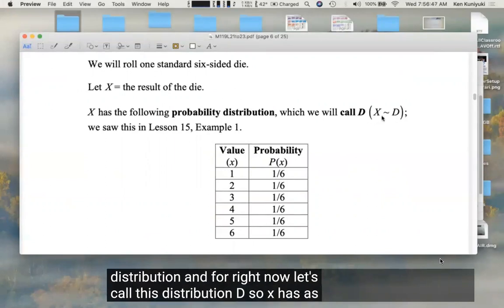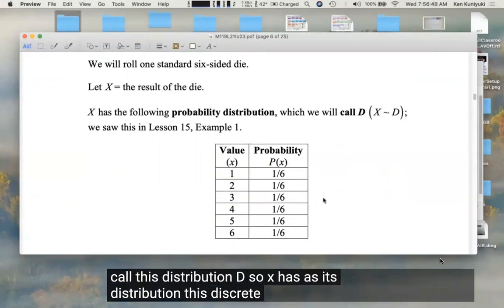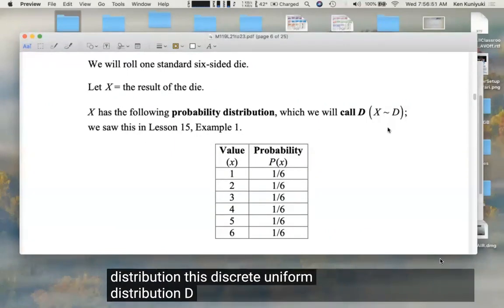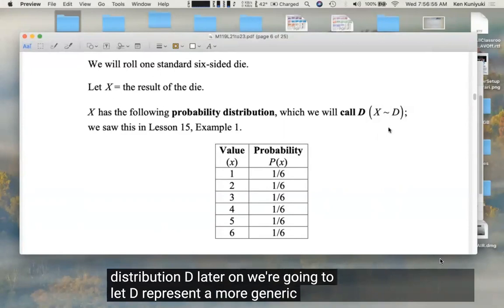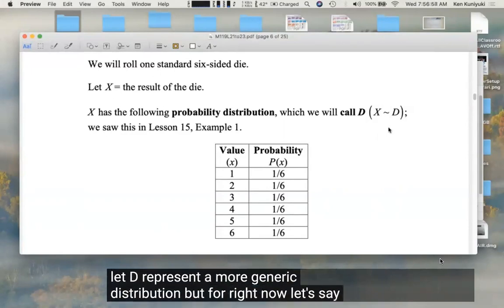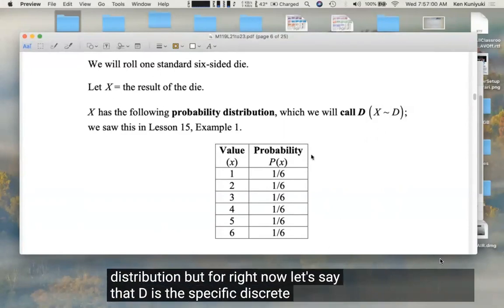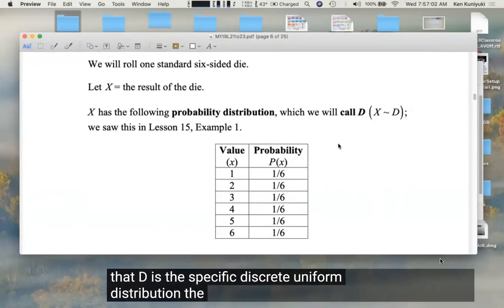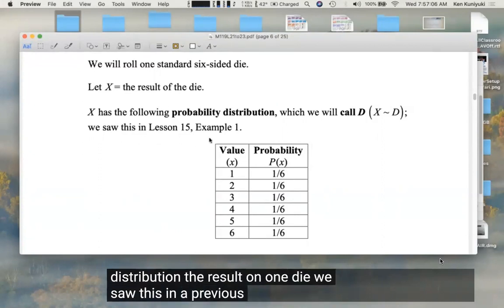So X has as its distribution this discrete uniform distribution D. Later on, we're going to let D represent a more generic distribution. But for right now, let's say that D is this specific discrete uniform distribution, the result on one die. We saw this in a previous lesson.